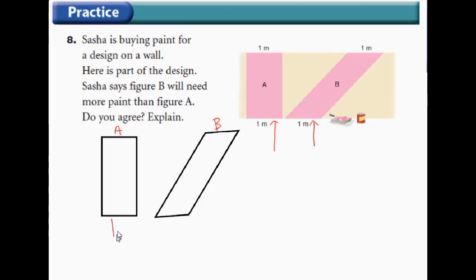So for A, we have a base of 1 meter. For B, we also have a base of 1 meter. So far, so good. What's the height? Well, we don't know here. It hasn't told us what the height is. But also, if we look at heights for the parallelogram, this would be our height. That's actually going to be the same height as our rectangle.